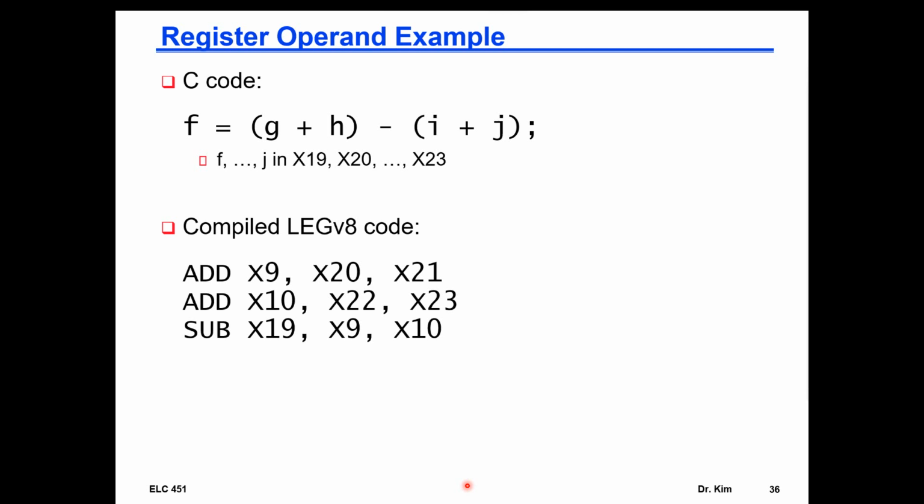So I think we saw this example in, again, the compiler may have associated the variables F, G, H, I, and J with a number of registers. So then you would add G and H. So G and H would be in these two. Then you would add I and J associated with these registers. And then you would do the subtraction. And X19 would be the one associated with F.